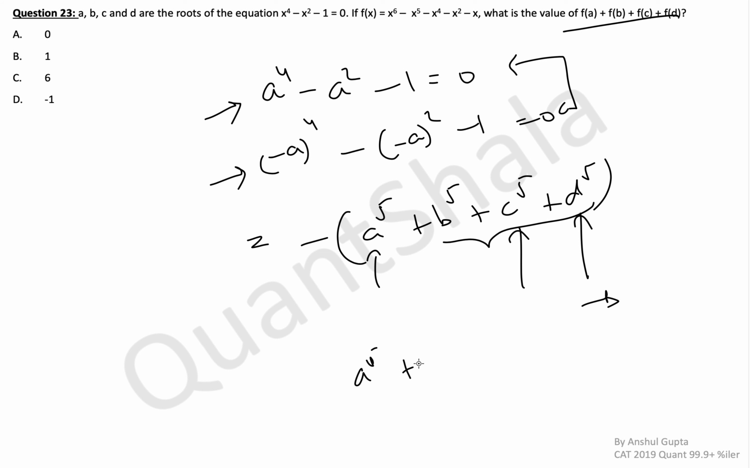a^5 plus b^5. c^5 will be minus a raised to power 5 and d^5 will become minus b raised to power 5, and all of this gets cancelled. What you get is 0. This is a very good question. Definitely mark this for revision, and this is a very good concept to know.